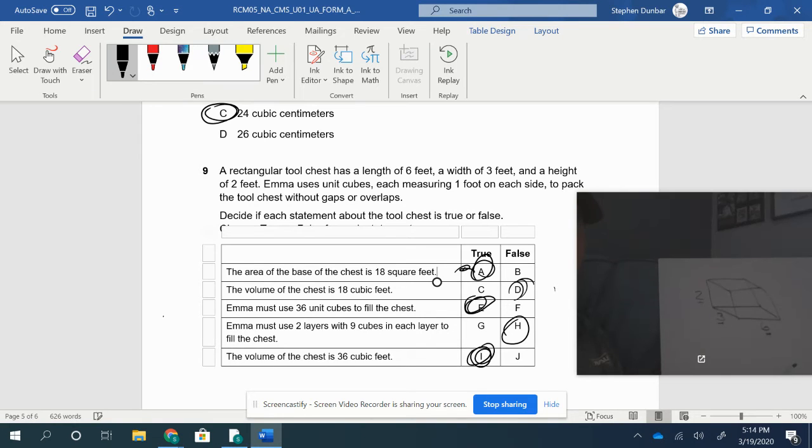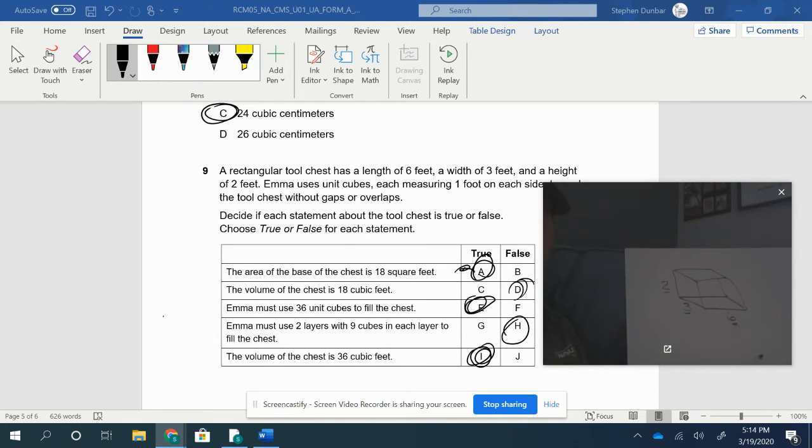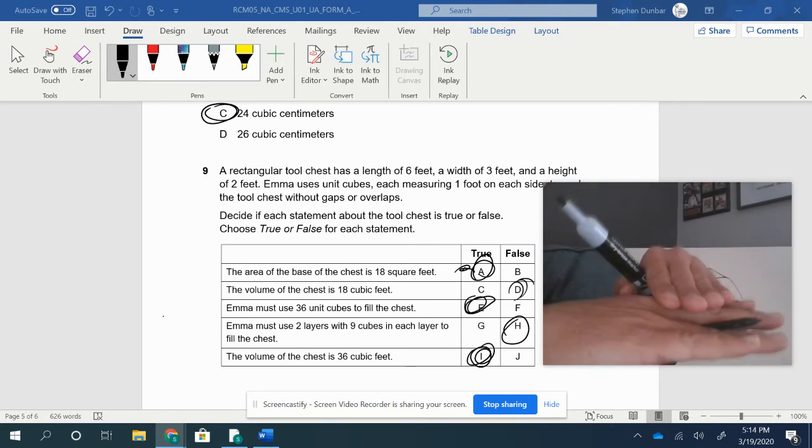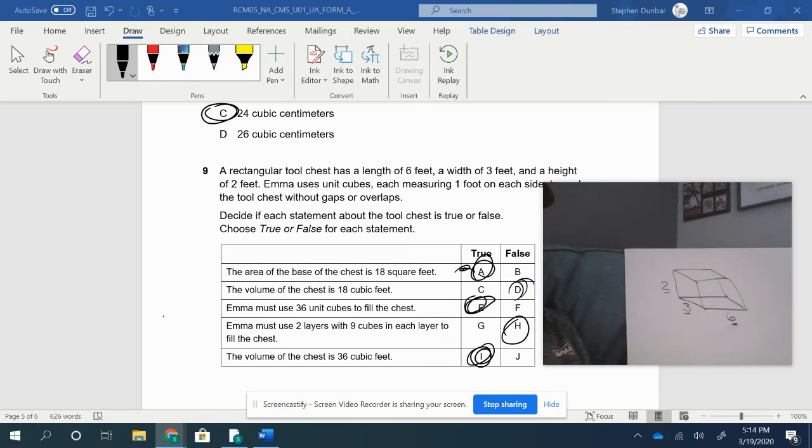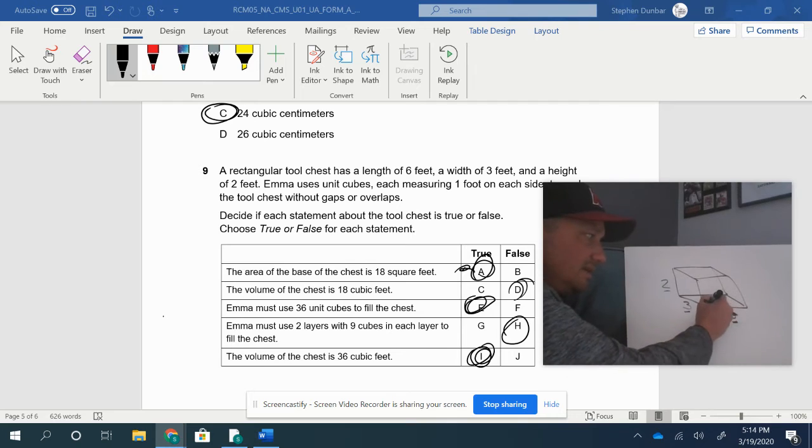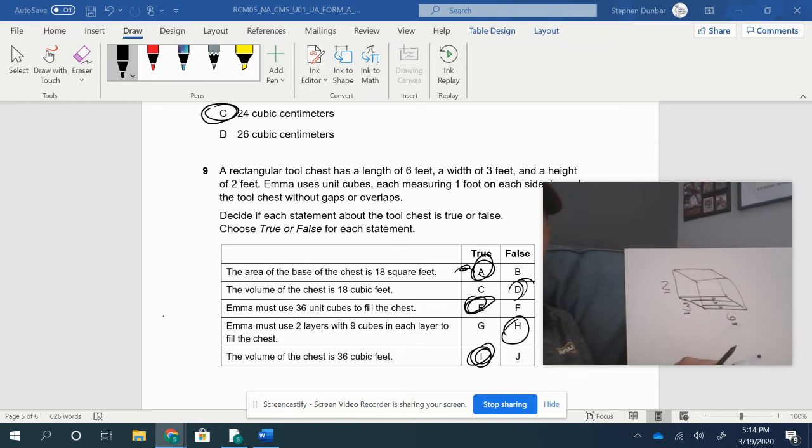The next one, Emma must use 2 layers. So we're stacking on top, 1 layer, 2 layers, with 9 cubes in each layer to fill the chest. Well, that would mean there's 9 on the bottom layer and then another 9 on top for 18, but we know it's not 9 on the bottom because it's 6 times 3. Because there's 6 there, 6 in here, 6 in here, 6 in here. That's going to give you 18 on that bottom. So that is false. And the last one, the volume is 36 cubic feet. We had already done that, 6 times 3, 18 times 2, 36.